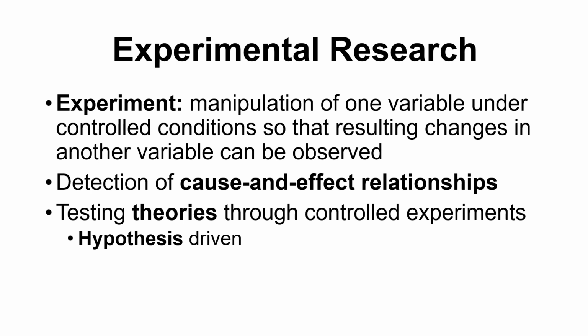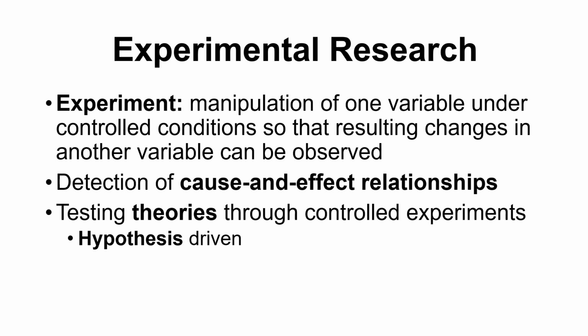So with experiments, we are specifically changing one factor of an environment that we're observing in order to see if that change in one will influence a change in another. This allows us to detect what we call cause and effect relationships, or a causal relationship, where we can say that if we change or manipulate variable A, and it leads to a change in variable B, then changing variable A causes or leads to a change in variable B.